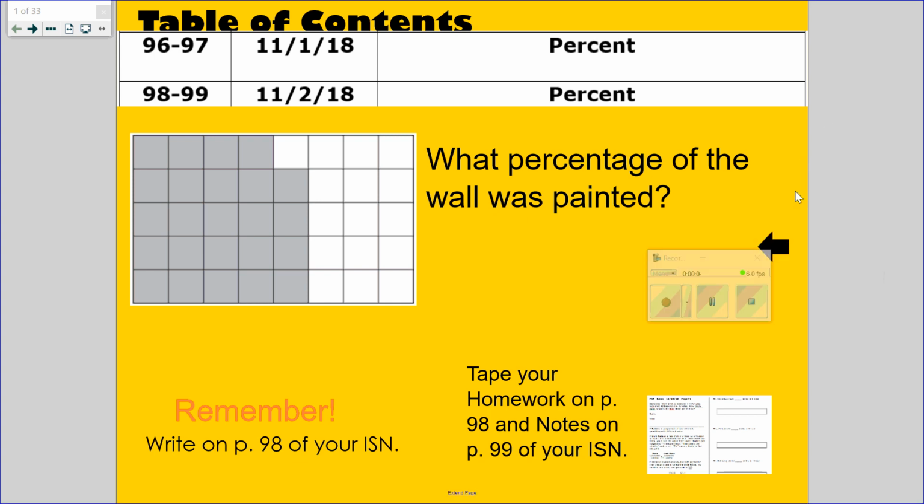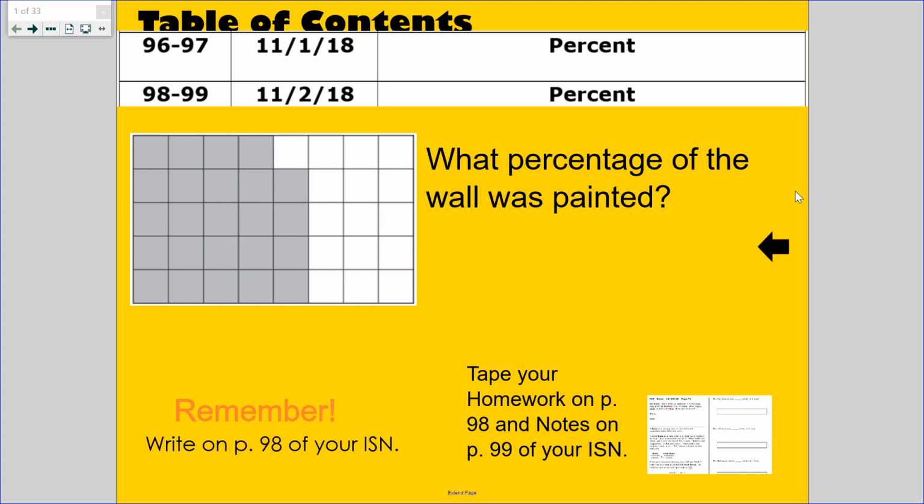Welcome. This is about percent. So let's look at this number routine. What percentage of this wall was painted? If you look closely at this wall, let's make some generalization. Is it more than half of the wall or less than half of the wall?